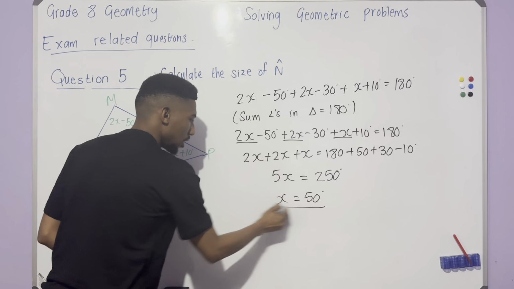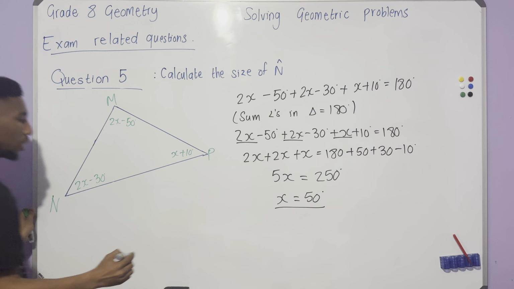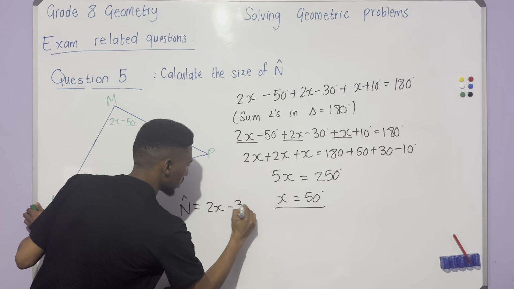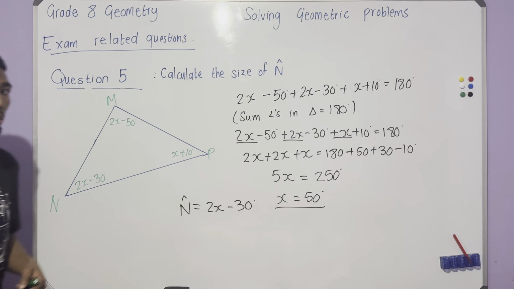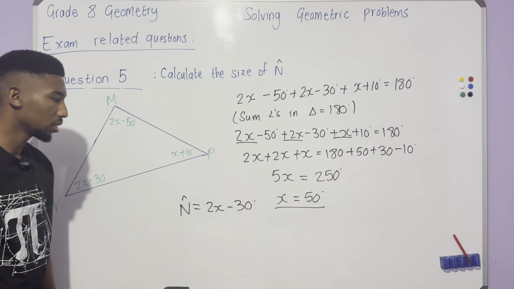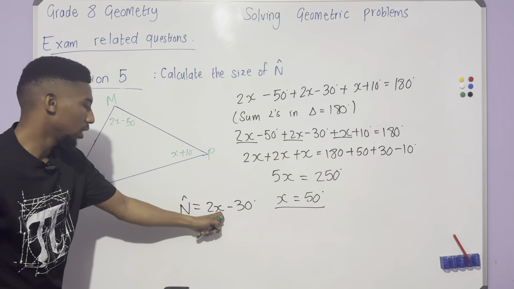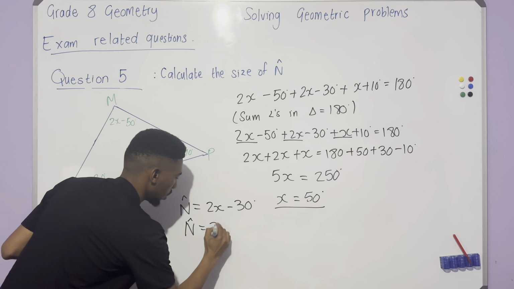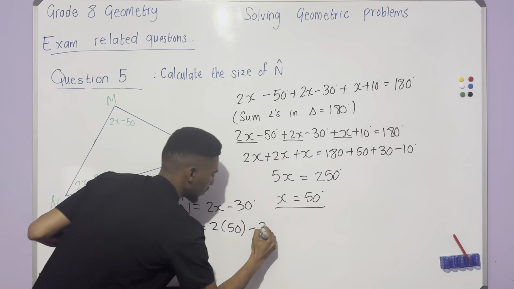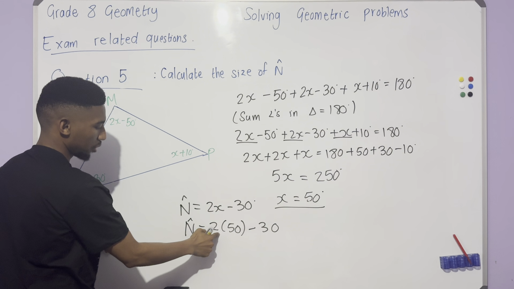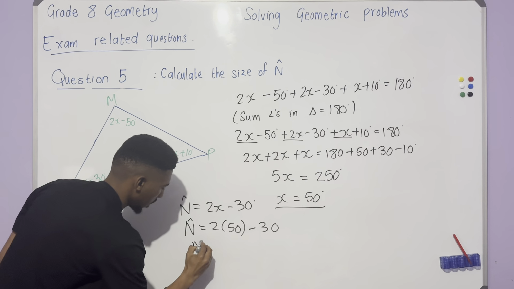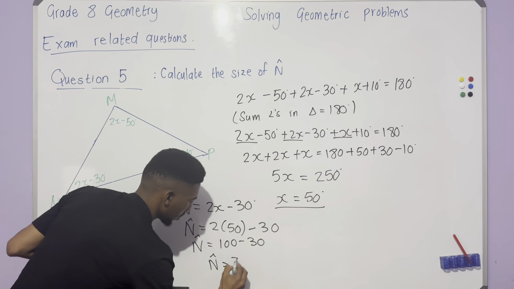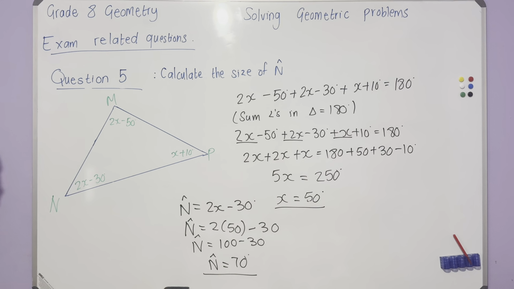Now that we know x, we know that the angle n is equal to 2x minus 30 degrees. And from previous algebraic expressions and equations, we substitute what we know into x, always within brackets. So n is equal to 2 times 50 minus 30. A number outside of the bracket we multiply. So n is equal to 100 minus 30. n is equal to 70 degrees.